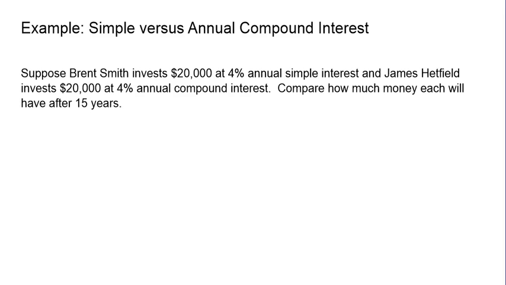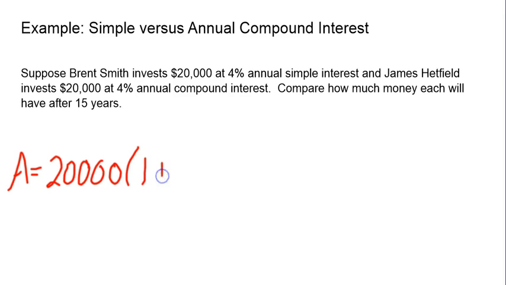An example showing simple versus annual compound interest. Suppose Brent Smith invests $20,000 at 4% annual simple interest, and James Hetfield invests $20,000 at 4% annual compound interest. Compare how much money each will have after 15 years. So if we're going to focus on Brent Smith, just simple interest annually. So we're looking for the amount. We know his principal is $20,000.